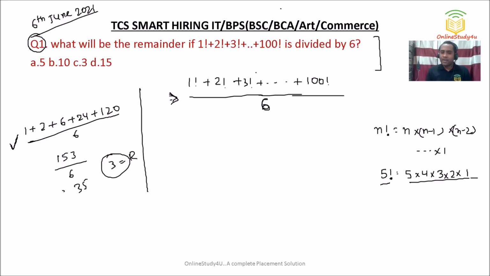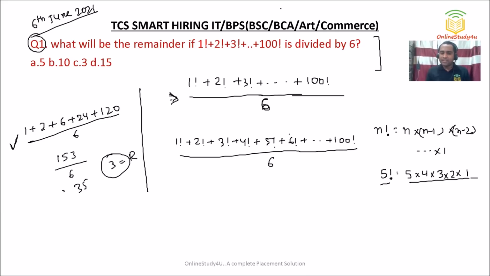So friends, you can see we need to divide it by 6, and we need to find out the remainder basically. So I can write this like this also: 1 factorial plus 2 factorial plus 3 factorial plus 4 factorial plus 5 factorial plus 6 factorial, and so on, plus 100 factorial, divided by 6.